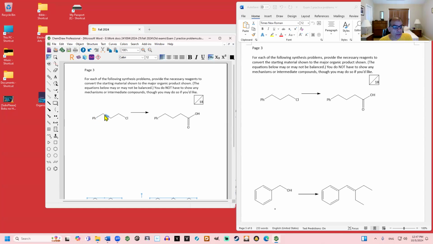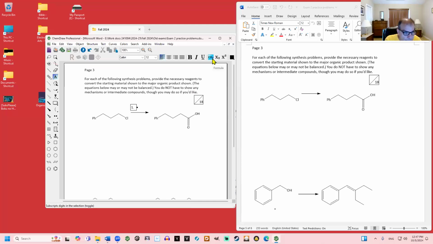Besides the phenyl group, the starting material has 3 carbons. Besides the phenyl group, the product has 4 carbons. So we've added a carbon. And we've learned a couple ways of doing this. The one that's in your answer key is essentially exactly what you did in lab.